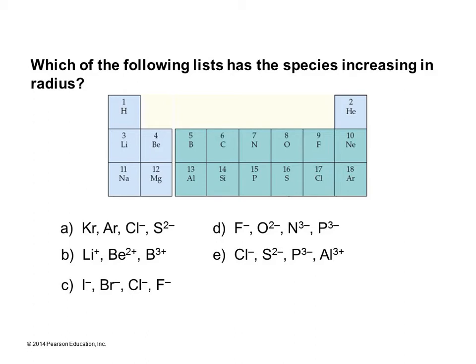Well, we've got krypton, and that's not even shown in our figure here. It's down here. And then we have argon. Well, already we've got a no-no with that one. Atomic radius increases as you move down a group. So krypton would be larger than argon. So we can get rid of A already as a correct answer.